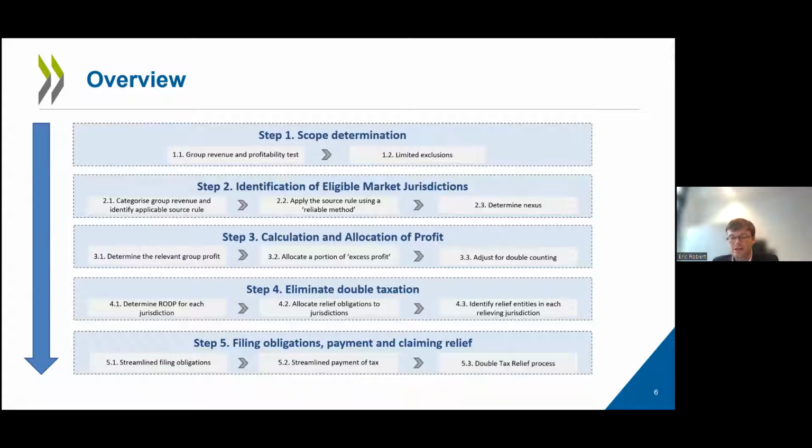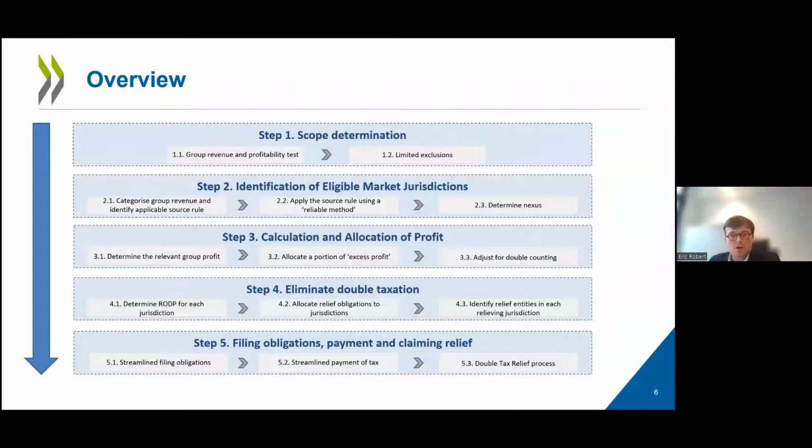Because clearly, if you want to be able to make this system work, you need to remove any obstacles that could arise from existing double tax treaties. But beyond that, you want to ensure a coordinated and consistent interaction of this model with your existing profit allocation rules. And that's obviously essential if you want double taxation to be effectively eliminated.